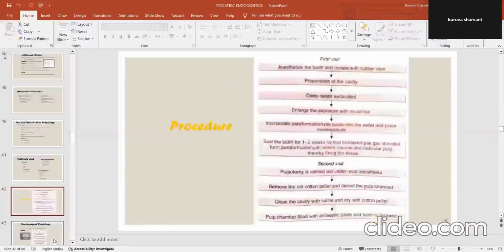Initially, in the single visit pulpotomy, we are directly going to place the suitable medicament and we are going to close the tooth. Here in the 2-visit pulpotomy, you are going to place a temporary restoration, and after that, in the second visit, you are going to again remove the temporary restoration, remove the old cotton pellets, fill the cavity with saline, and now the chamber is filled with antibiotic paste. That is the difference between single visit and 2-visit pulpotomy.